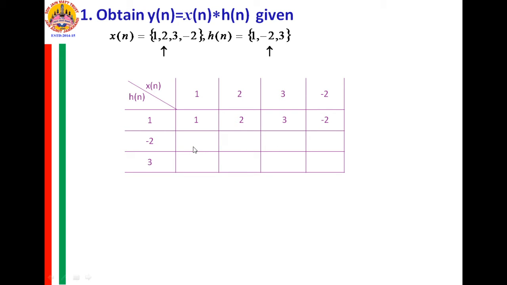Then minus 2 with 1 is minus 2. Minus 2 with 2 is minus 4. Minus 2 with 3 is minus 6 here. Here minus 2 with minus 2 is 4. Here 3 into 1 is 3. Then 3 into 2 is 6. 3 into 3 is 9. 3 into minus 2 is minus 6.